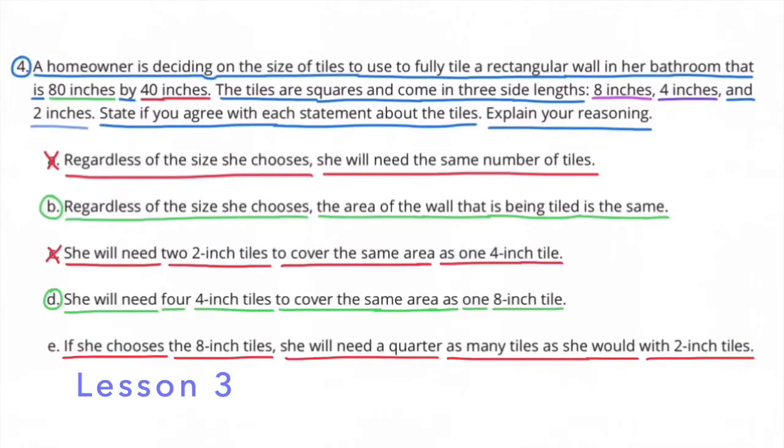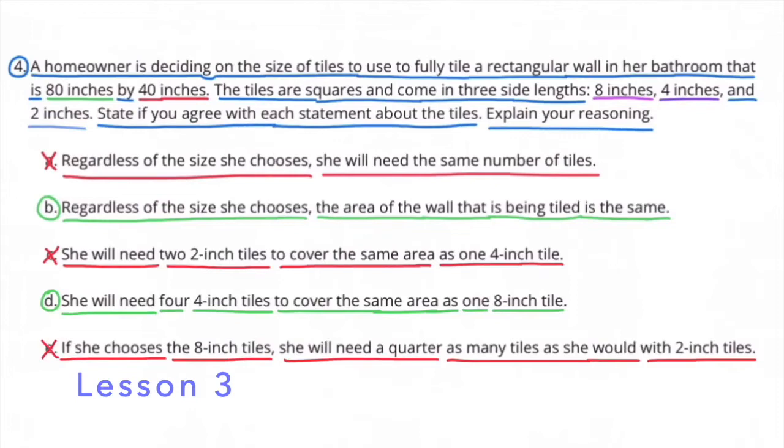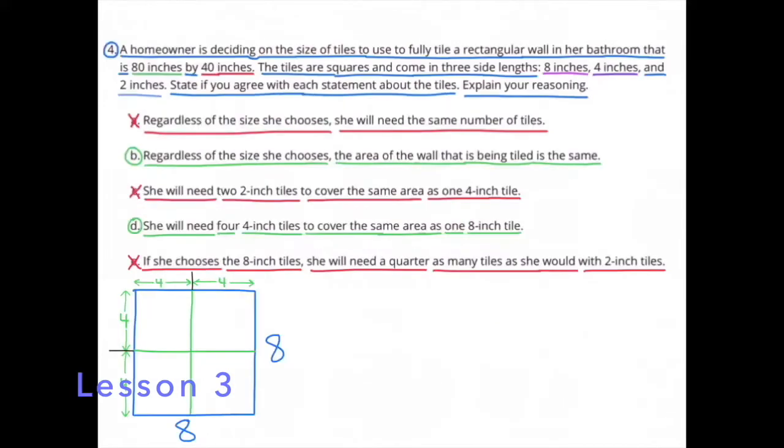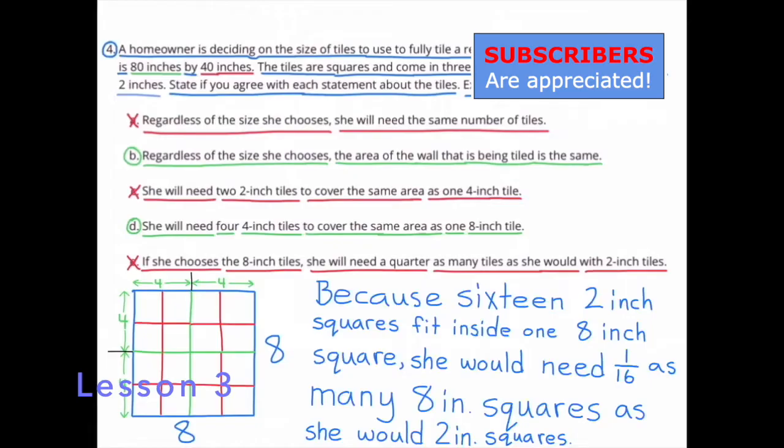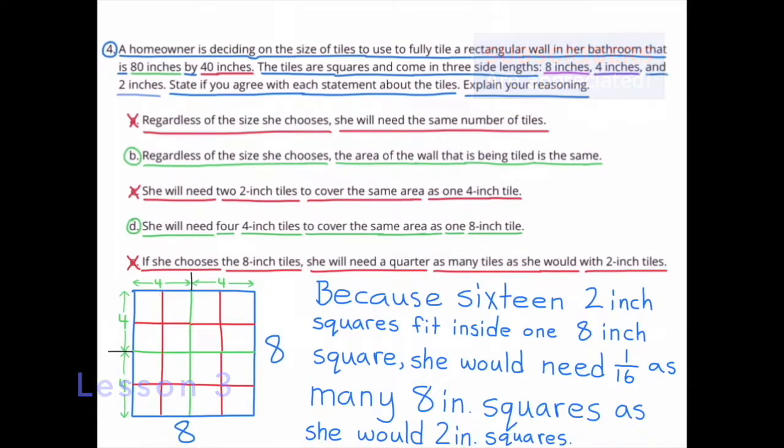If she chooses the 8-inch tiles, she will need a quarter as many tiles as she would with 2-inch tiles. That's not true, because 16 2-inch squares fit inside one 8-inch square. She would need 1/16 as many 8-inch squares as she would 2-inch squares.